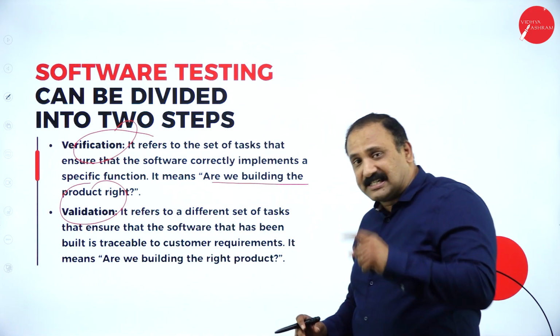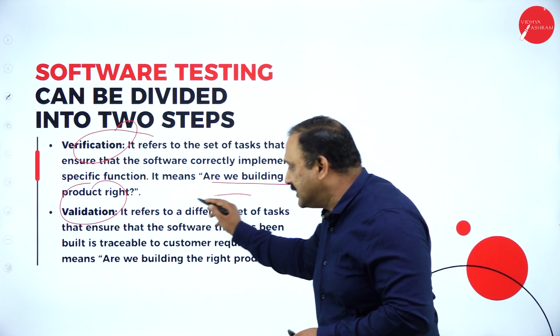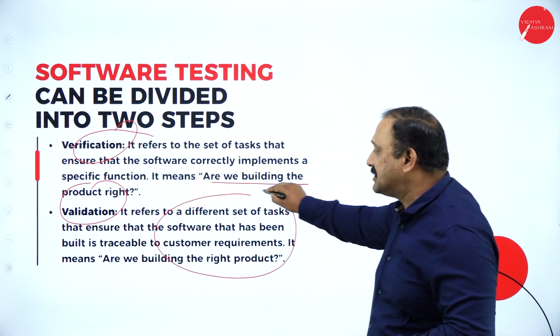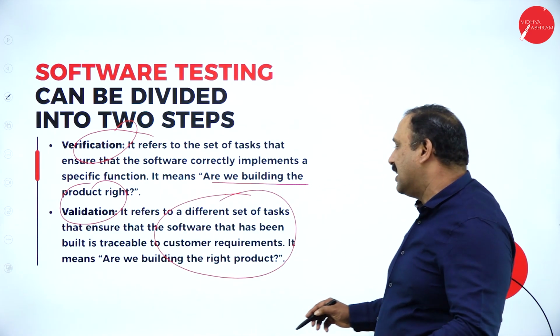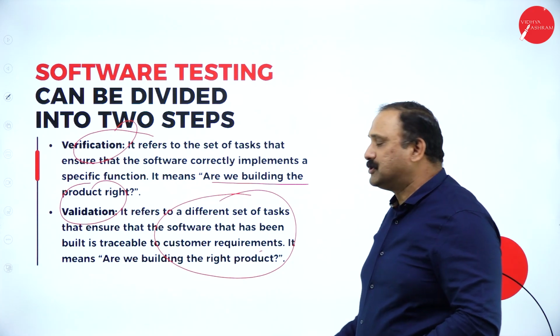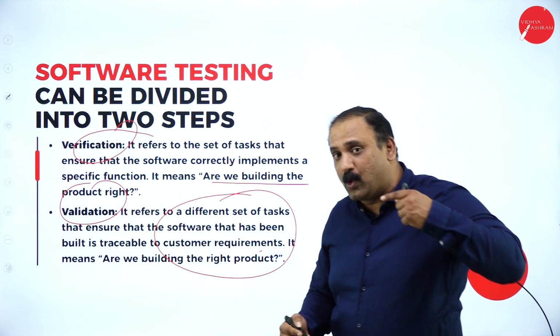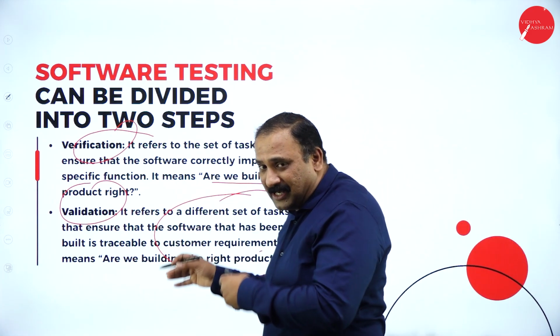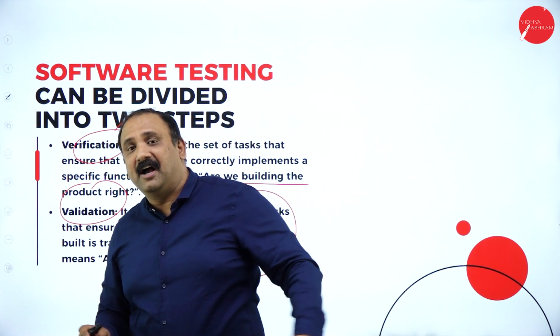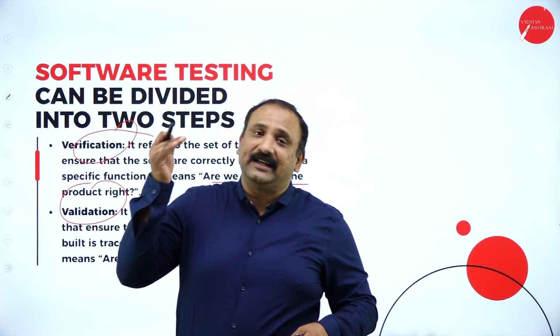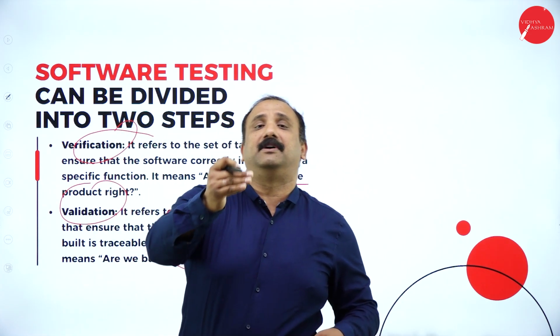Validation. Now, this is a step where you're going to check whether the different set of tasks that the software has been traceable enough to meet the customer requirements. So are we building the right product? So now what I'm going to do when I do the validation is I'm checking again and again whether it is matching the customer requirement.